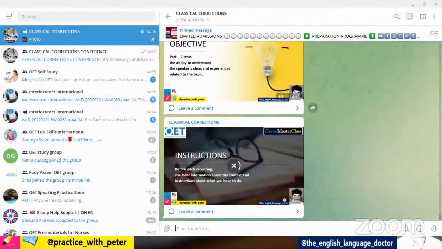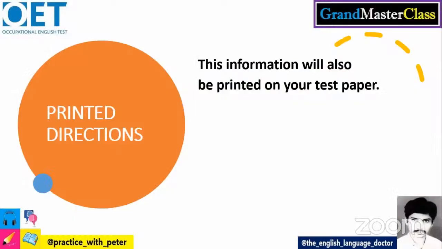This information will also be printed on your test paper. The information and instructions that are spoken will also be on the question paper, so you can listen and read also. It is a double dose. One teacher is telling you to be careful from the audio, and the other teacher is telling you to do it from the text. Both are important. If you catch any one, you will get the ability to answer. Otherwise, if you ignore both, it will be difficult for you. So listen very carefully, or at least read very carefully, the printed directions and oral directions.